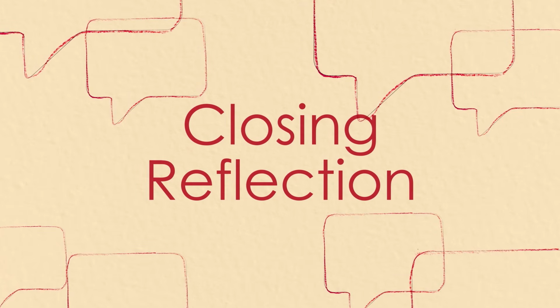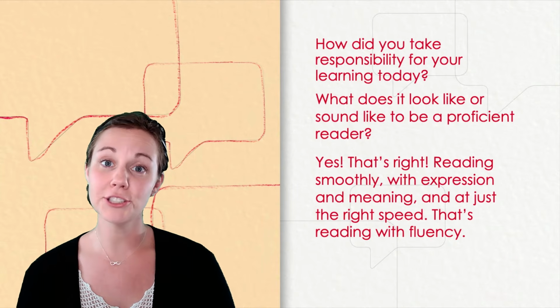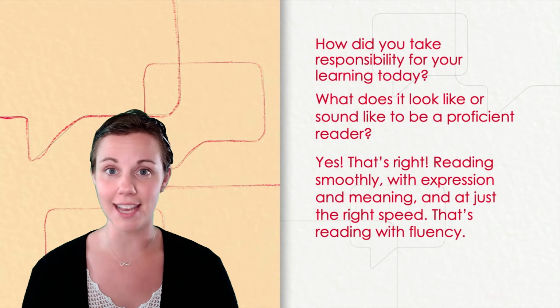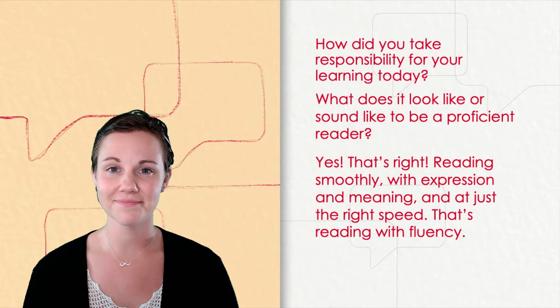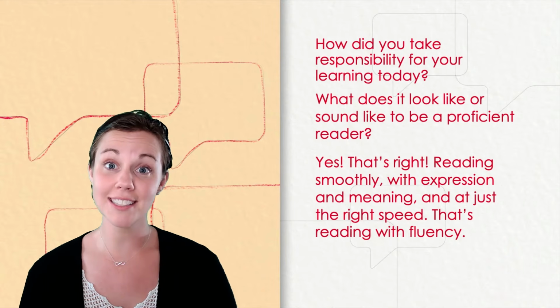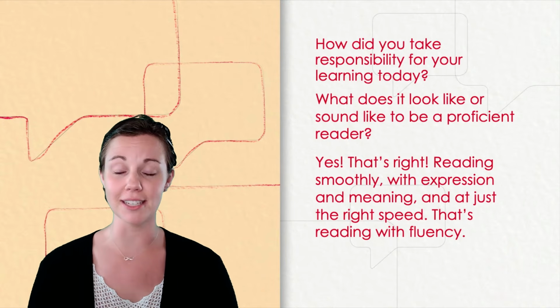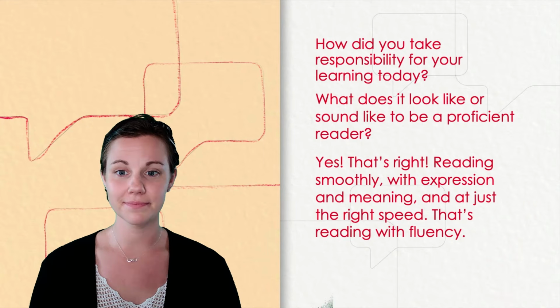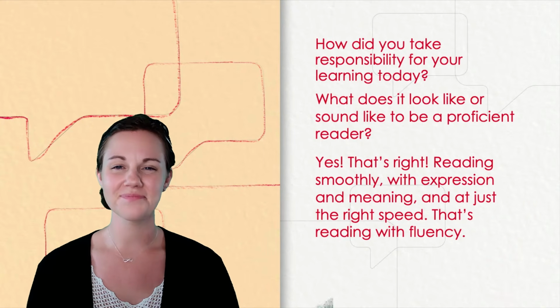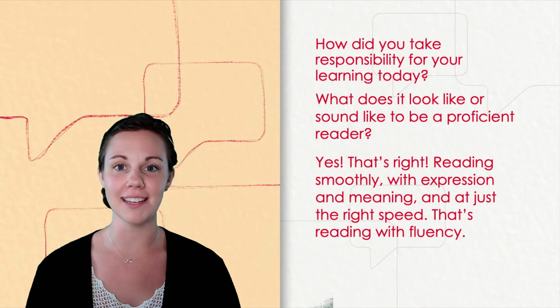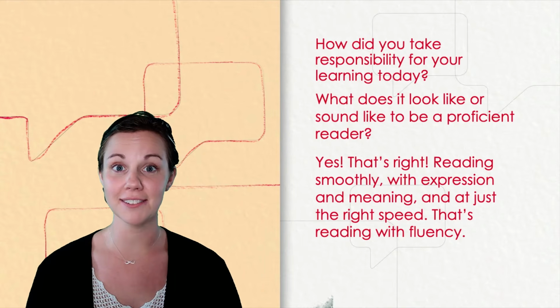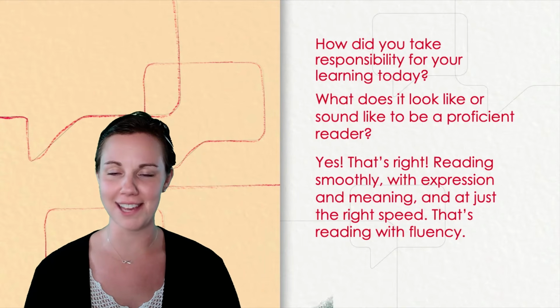Closing reflection. How did you take responsibility for your learning today? What does it look like to be a proficient reader? Yes, that's right. Reading smoothly, with expression and meaning, and at just the right speed. That's reading with fluency. As a proficient reader, reading with fluency is very important.